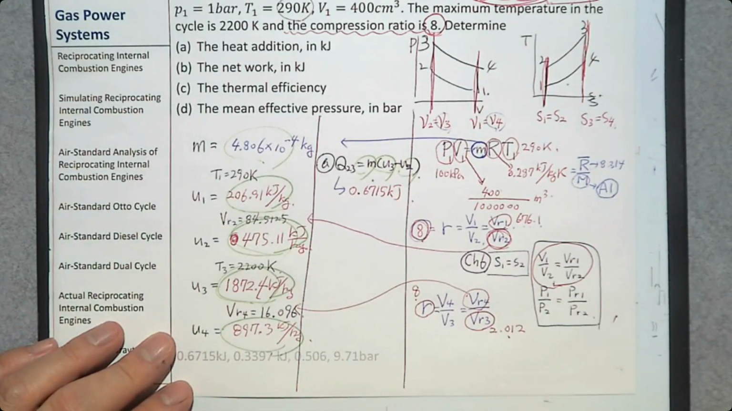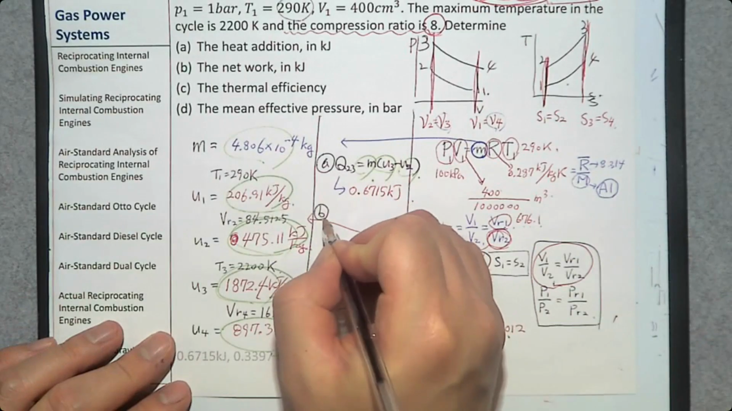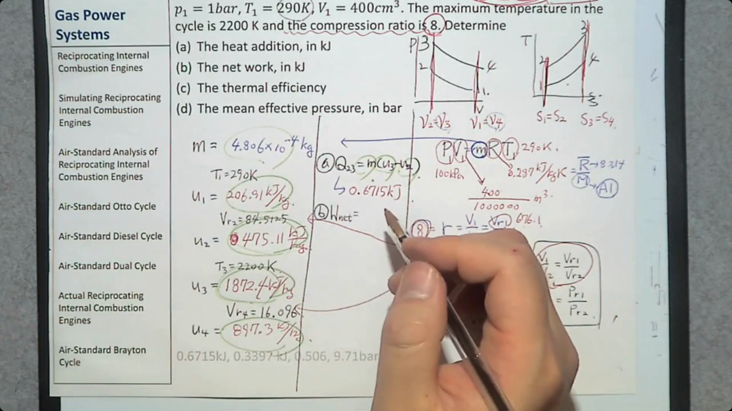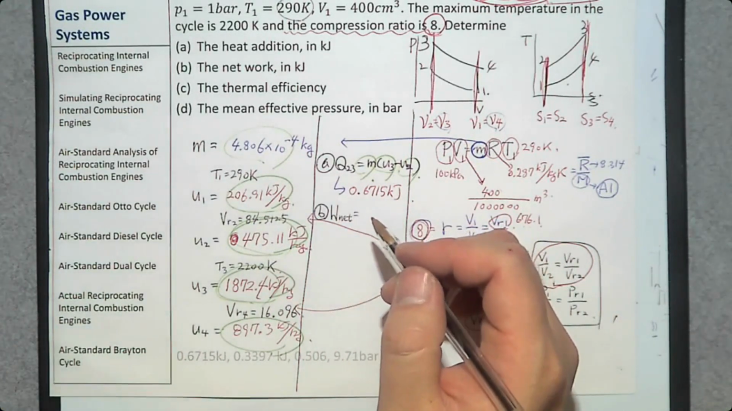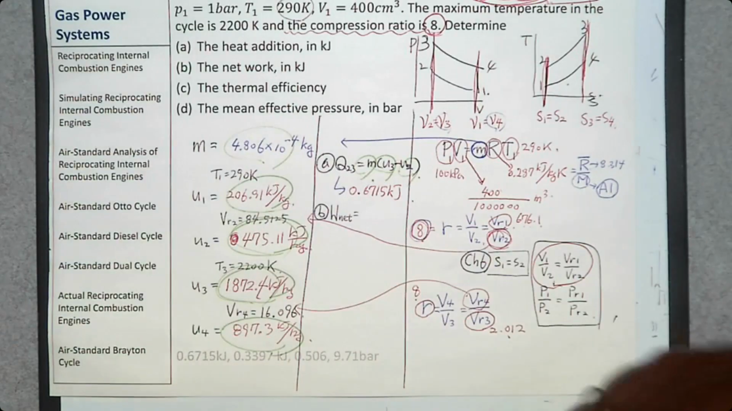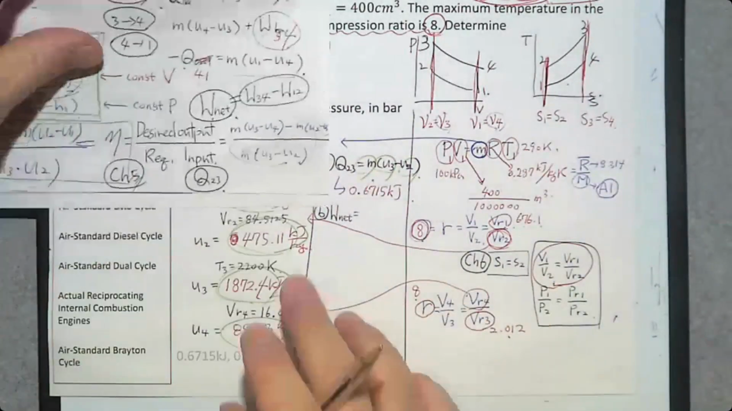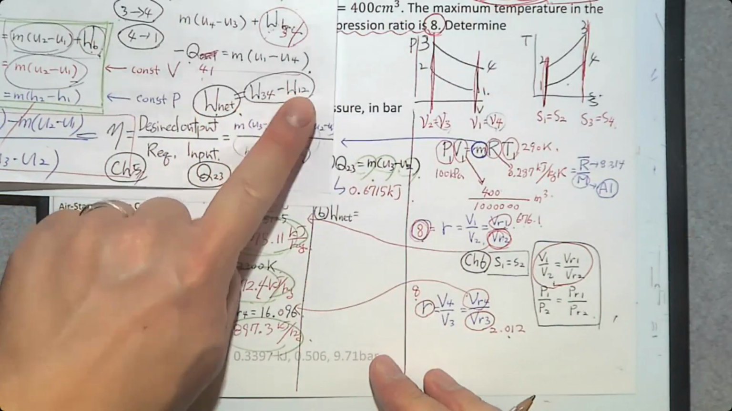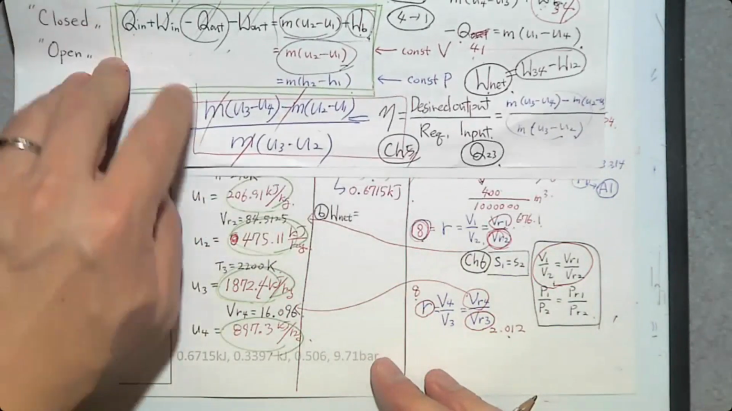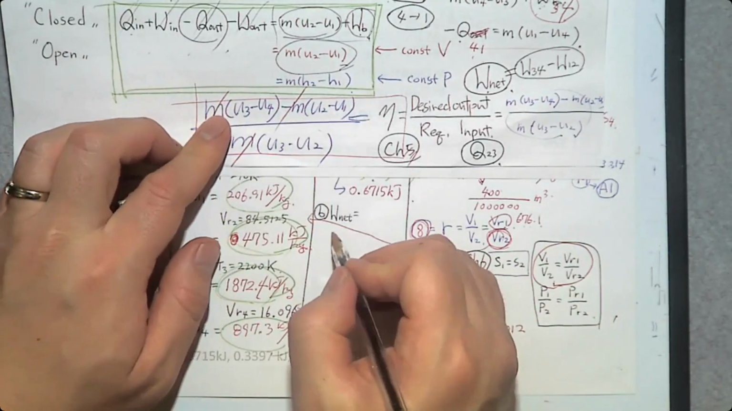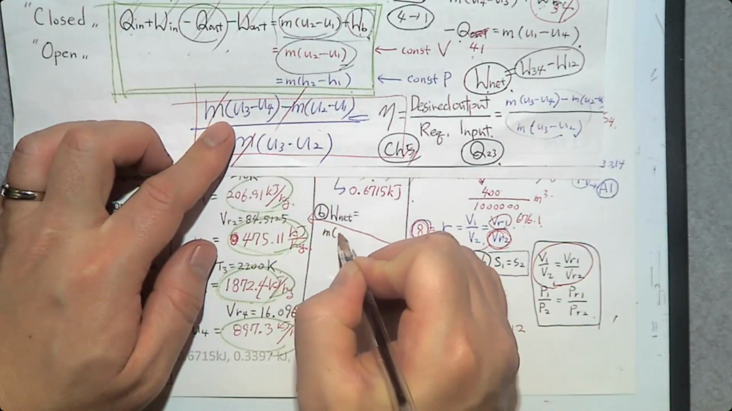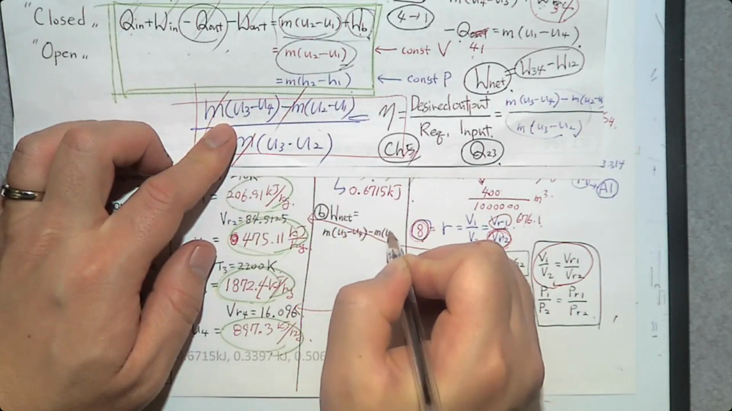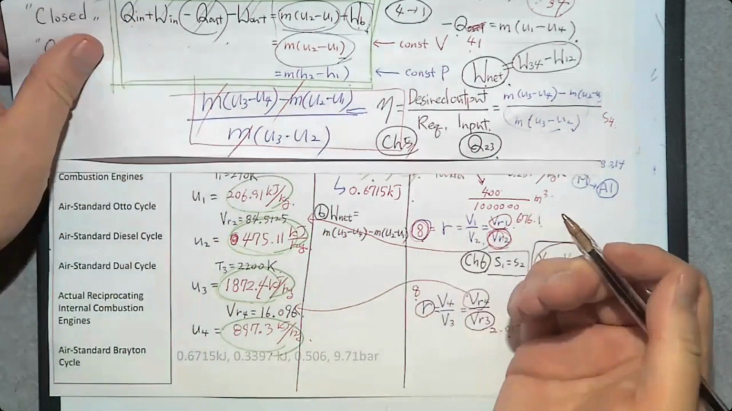That was simple. B, the net work, W net. Oh, that one is slightly complicated. Why? How do you determine net work? Net work can be determined by W34 minus W12. That is mass times U3 minus U4 minus mass times U2 minus U1.